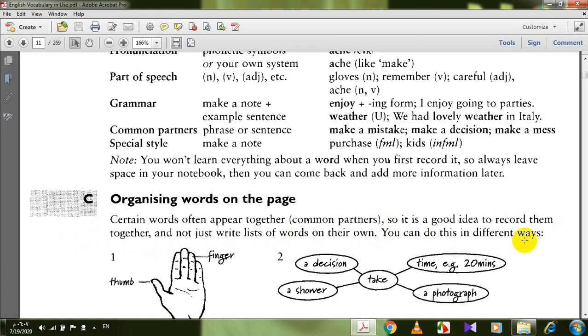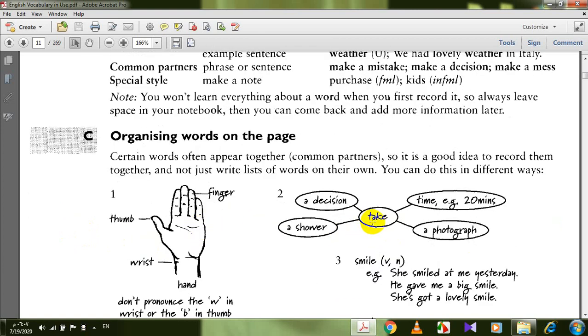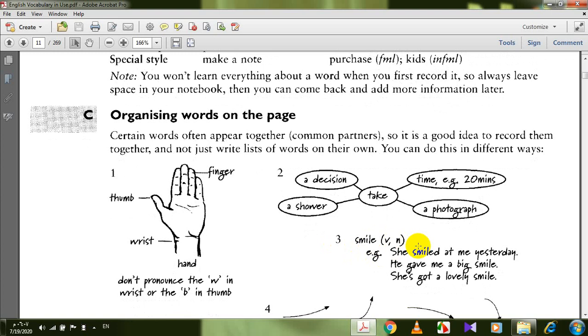You can do this in different ways. This is a good way. Take time, take decision, take a shower, take a photograph. Okay? Smile, like verb noun. She smiled at me yesterday. He gave me a big smile. So big smile, smile at. A lovely smile. You see, these are what I mean by common partners. Lovely smile, big smile, smile at. These are common partners or collocation.